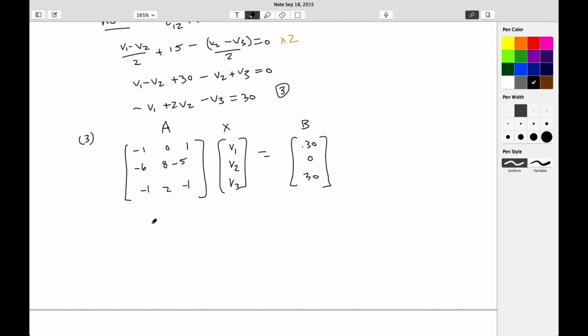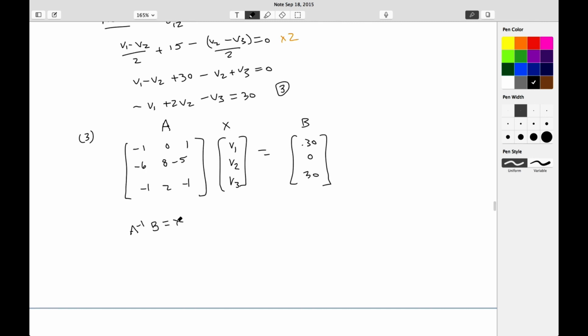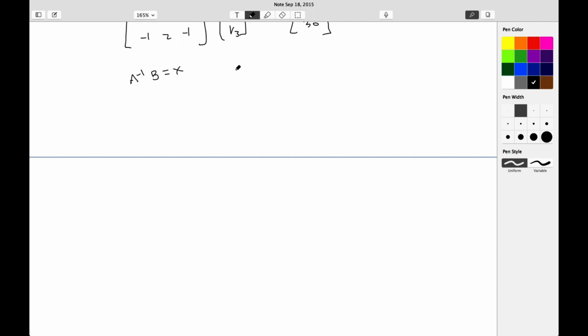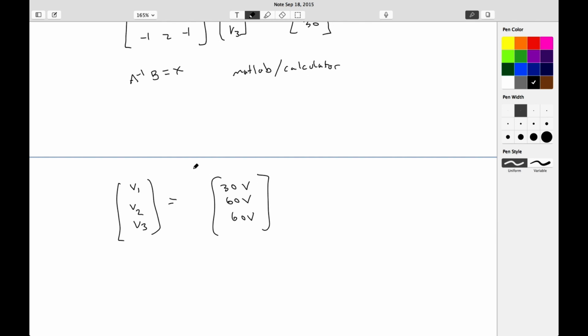And then in MATLAB, what I would do is take A inverse B is equal to X. Like I said, I would use either MATLAB or a calculator. And I would get that V1, V2, V3 is equal to 30 volts, 60 volts, and 60 volts. And this is my answer.